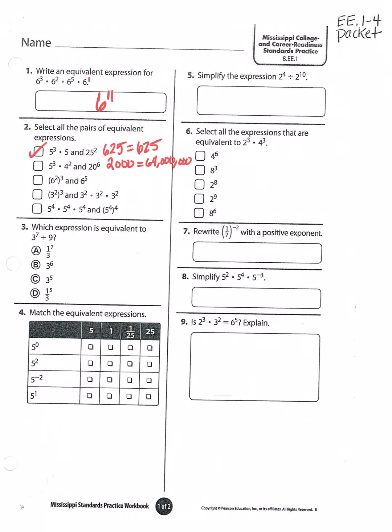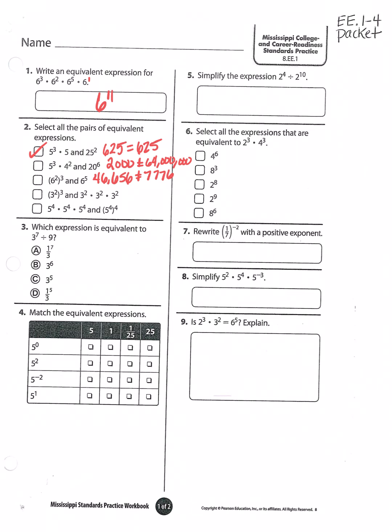The third one, 6 to the 2nd to the 3rd, you can punch that in your calculator. And that would equal 46,656. On the other side, 6 to the 5th power, that is 7,776. So those are not equal.